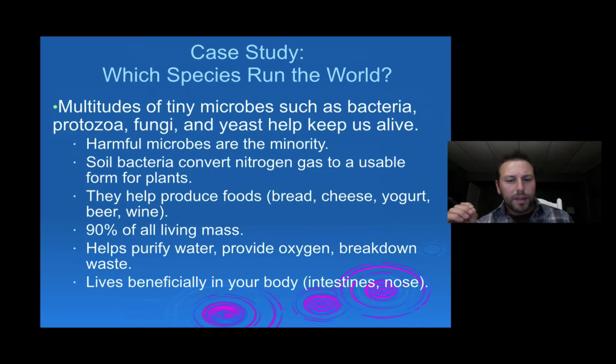They convert nitrogen into a usable form for plants. They help us produce foods. They pretty much make up all the living mass, help purify water, provide oxygen, break down waste. We see beneficial bacteria in soil. There are even studies going on that certain soil bacteria change the mood of people, and that's why gardeners have a little bit different mood than other people. It's just huge amounts of things they do. And of course, we have bacteria all over us and in us. So there's a lot going on between insects and bacteria.